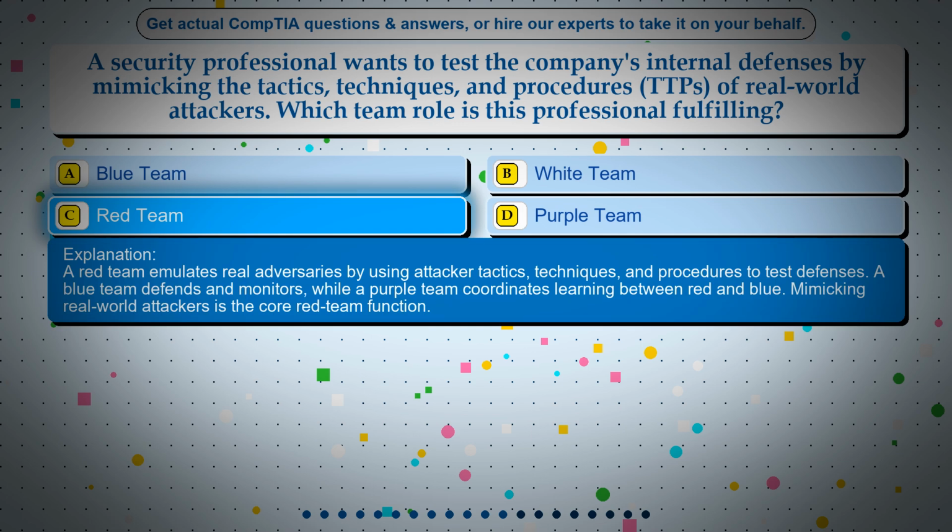A red team emulates real adversaries by using attacker tactics, techniques, and procedures to test defenses. A blue team defends and monitors, while a purple team coordinates learning between red and blue. Mimicking real-world attackers is the core red team function.